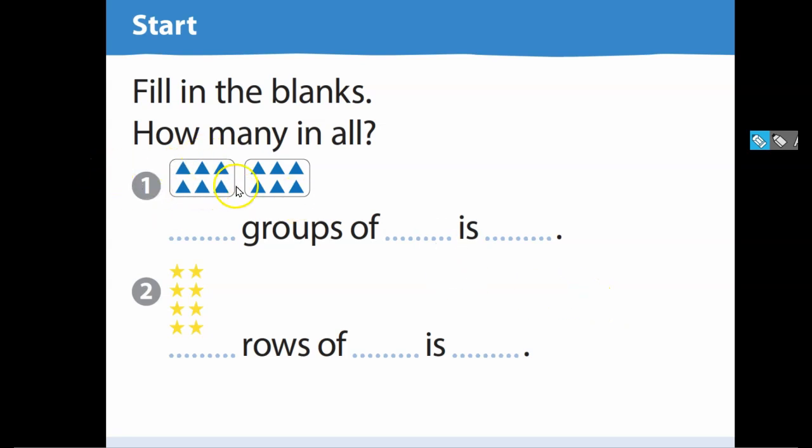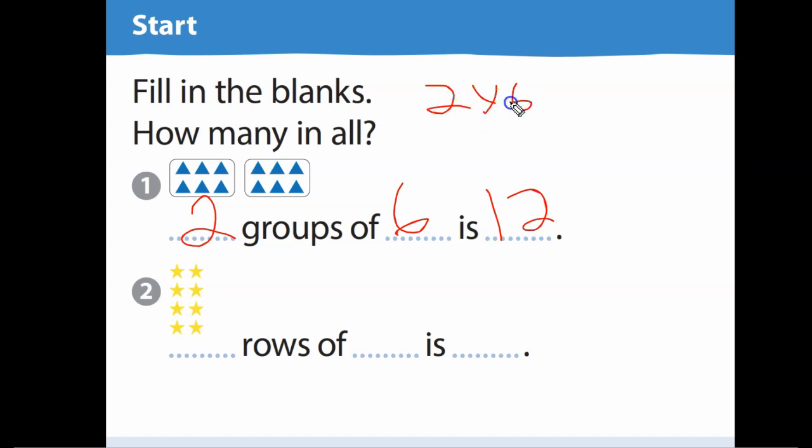Look at number 1. How many groups do I have? 2 groups. How many in each group? 6. So now what's the total? 12. Can somebody tell me what's the multiplication sentence then? Scarlett? 2 times 6. Perfect. Equals 12.